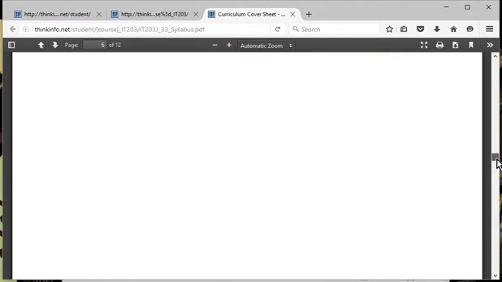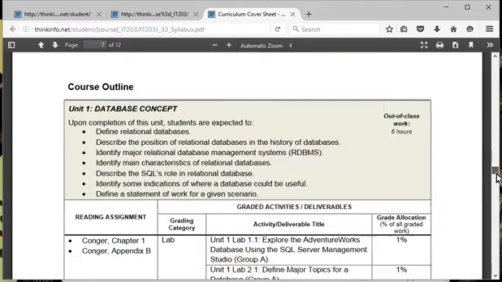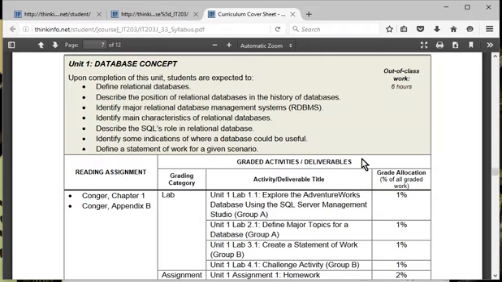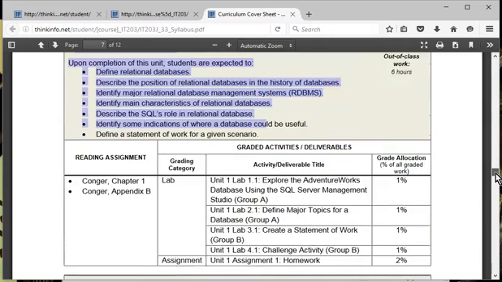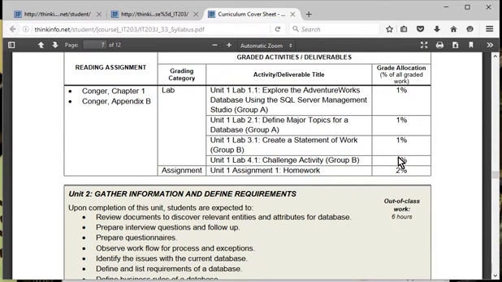The most important part of the syllabus, as in any other class, is going to be our schedule. So you can see here, starting with Unit 1, it'll tell you what all of the assignments are that we'll be working on throughout the semester. So for example, in Unit 1, we have 4 lab assignments. Each one is worth 1% of your final grade. There's also a homework assignment worth 2% of your final grade.